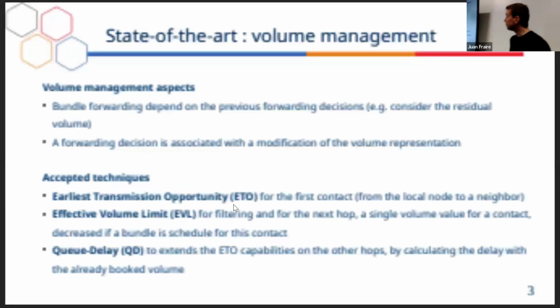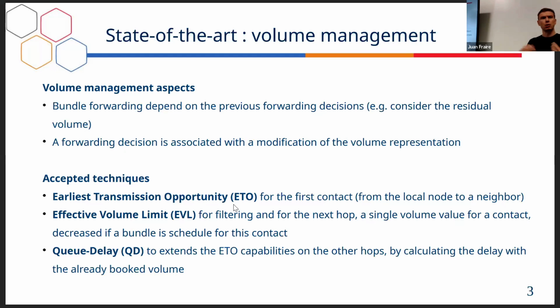So, first, when we forward a bundle, we need to take care of the previous bundle forwarding decisions, which means that when we forward a bundle, we need to update the volume representation, and this can happen on a multi-hop basis. If we use CGR, we have a route which consists of several contact hops, and we need to take care of the volume on each hop and then update the volume on each of those hops as well after the forwarding decision.